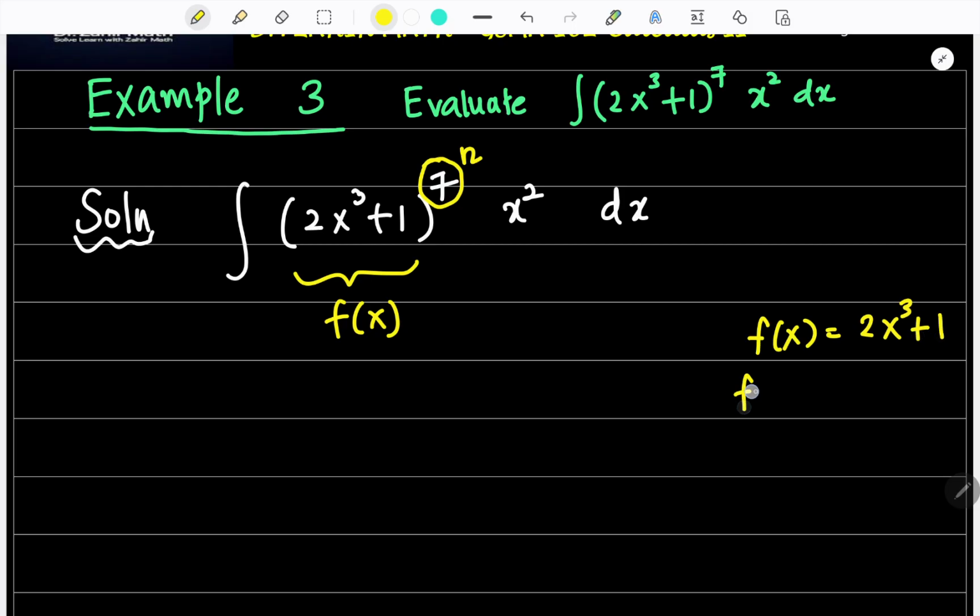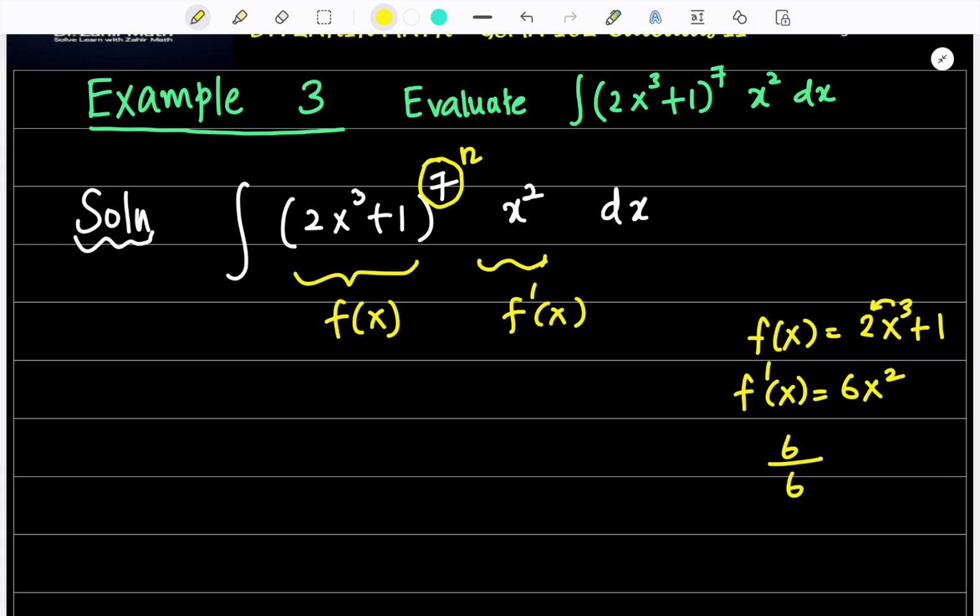Right? And what is your f dash of x? Your f dash of x is, 3 comes derivative, so this is 6x square. Do you have here f dash of x, 6x square? No, you have only x square, right? So what did I say to you? You have to multiply and you have to divide. Why are you doing this? If I do this, the value will not be changed. So if the value is not going to change and if it is going to help me, let me do this. What's wrong in that?